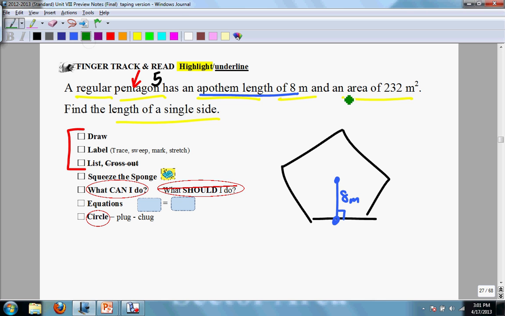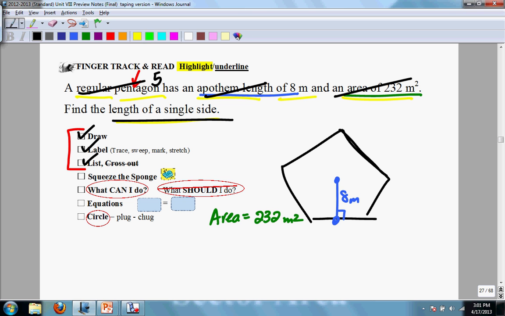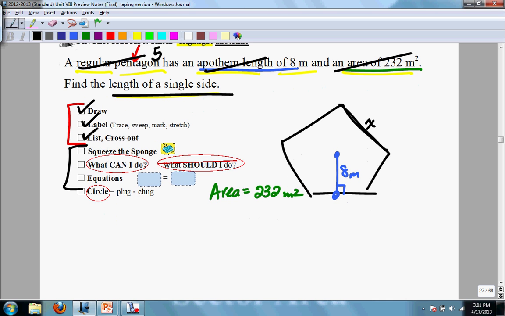And what else are we told? We're told that the area altogether equals 232 meters squared. If it's not on the drawing, we list it and label as we can. Cross stuff out as you account for it. We want to find the length of a single side, so we're going to call that X. So you ask yourself, what can you do? Well, we know it's a regular polygon, so we can at least write the equation out.